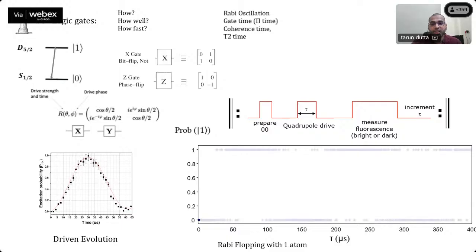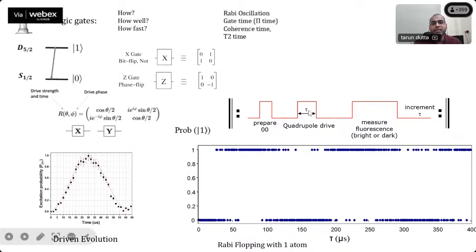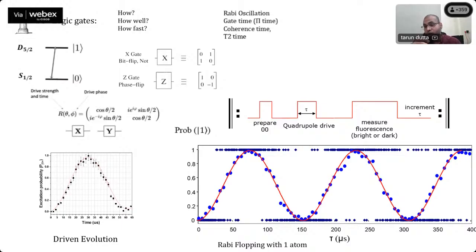So what am I going to see over here? I'm going to see something like this. If I change the time tau, how long the laser is on, at some point I'm not getting any photon, it is at the 0 level, and sometimes it is at the 1 level. It is basically an oscillation. The population is going back and forth between the 0 state and the 1 state, between the S state and the D state. And this, as all of you know, is the Rabi oscillation. This is very important because this will characterize your system.